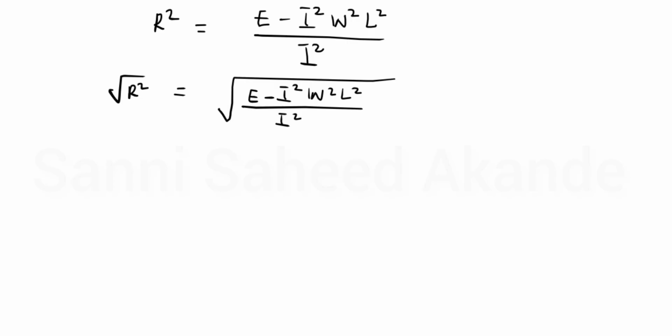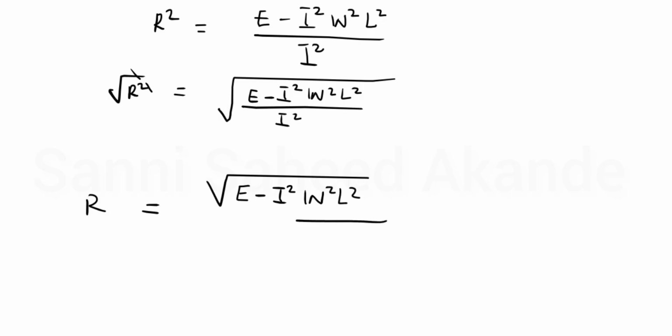We now have r to be equal to square root of E minus I squared, then w squared l squared, everything divided by, so the square root of I squared will be I, because the square root has cancelled the squared here, so we have over I. So, and this is our final answer to this question.